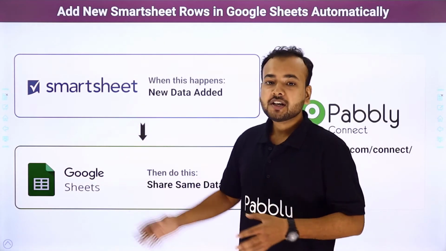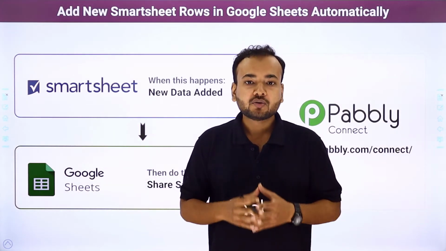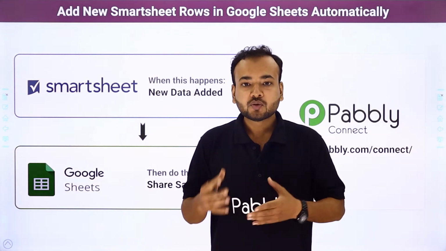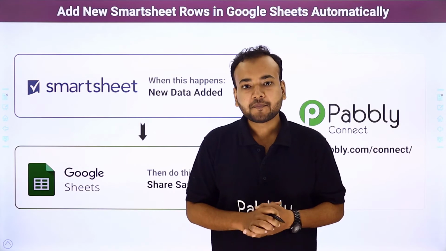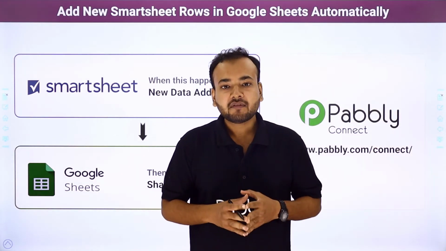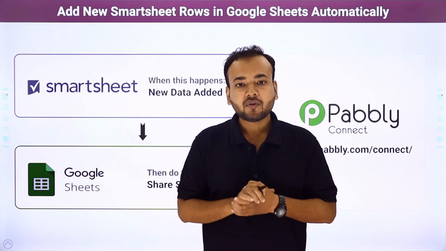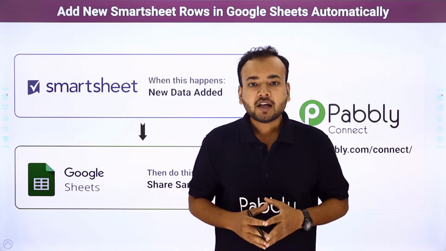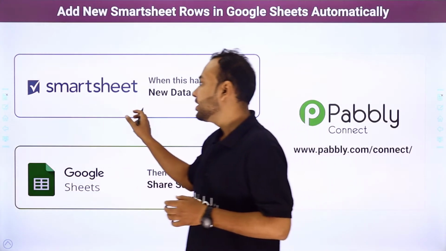So guys, Smartsheet is a software which provides you a tabular format in which you can create tasks, manage those tasks with your team and track the task progress. And Google Sheet is a spreadsheet program by Google in which you can create spreadsheets and manage your data in rows and columns format.